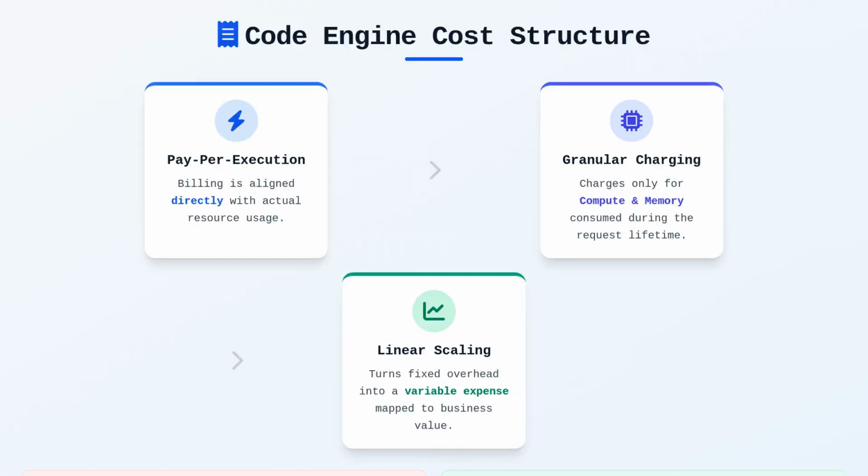This granular approach to billing turns compute from a fixed overhead into a variable operational expense that scales linearly with your business value. It creates a predictable economic model where your spending directly maps to the real work performed by your services.